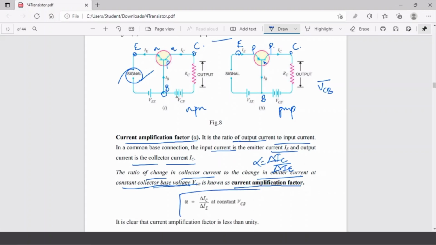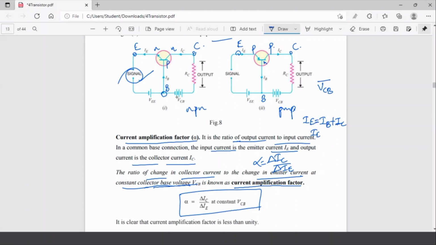By keeping VCB constant, this ratio is known as the current amplification factor alpha. So alpha is the ratio of change in collector current to change in emitter current at a constant value of collector to base voltage. Now looking at this ratio, what will be the general values of alpha? Since it is IC divided by IE, and we had already seen for transistor action the KCL equation: IE is equal to IB plus IC, isn't it?